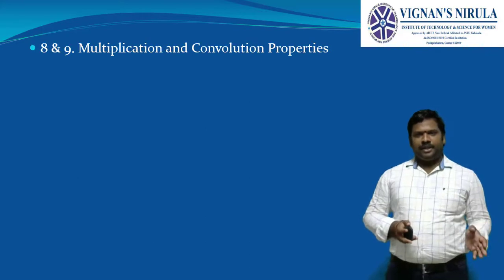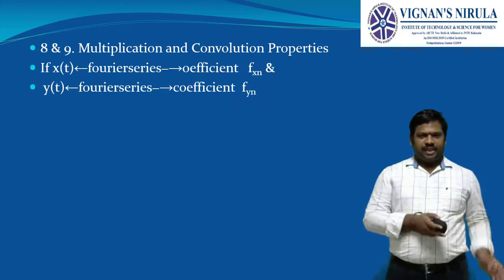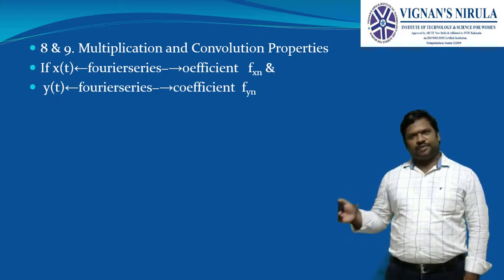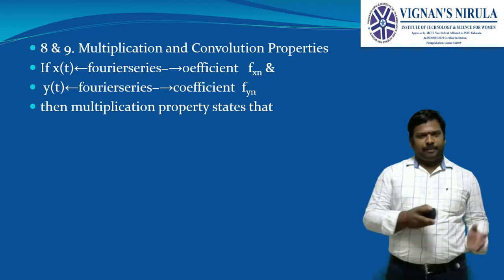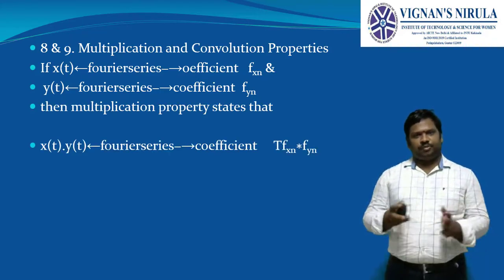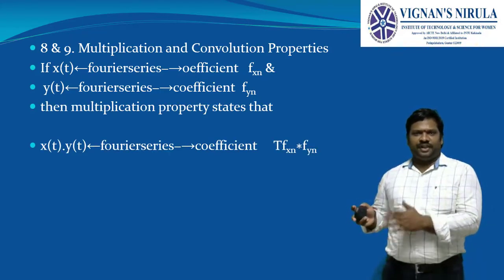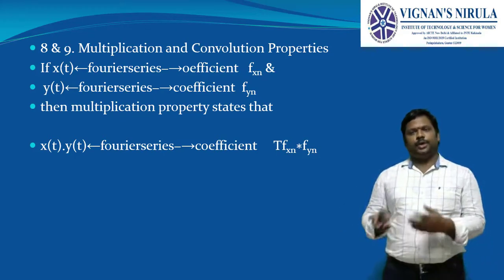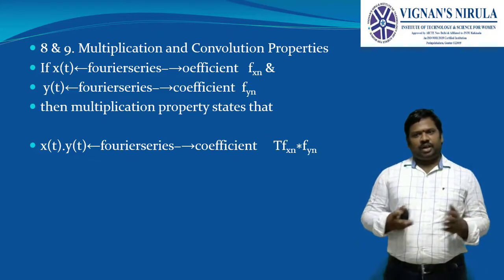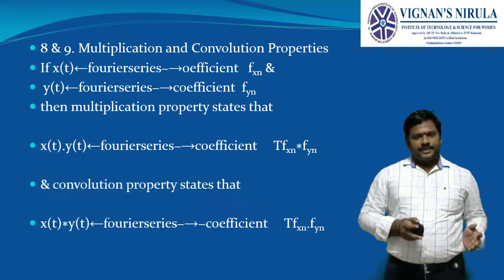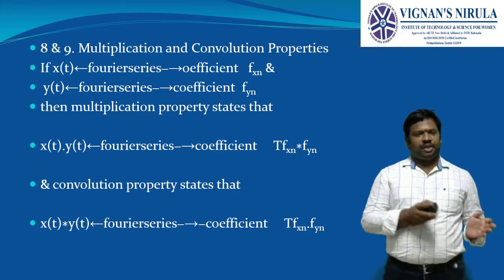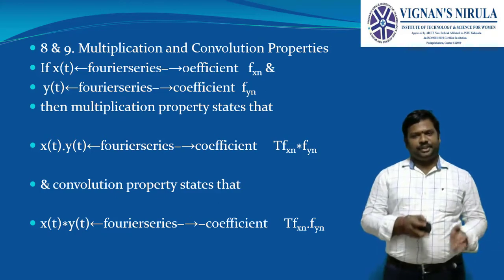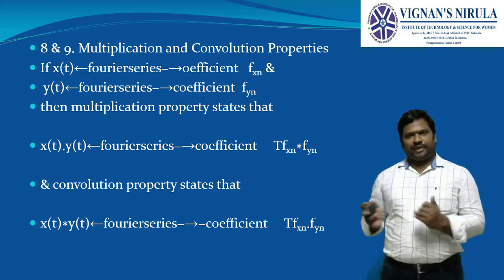Next one, the multiplication and the convolution properties. If x of t has the Fourier series coefficient F_xn, and y of t has the Fourier series coefficient F_yn, then the multiplication property states that x of t into y of t has a Fourier series coefficient equal to the convolution between the corresponding coefficients, that is F_xn convolved with F_yn. Similarly, when we take x of t convolved with y of t, the Fourier series coefficient will be given as T into F_xn into F_yn.